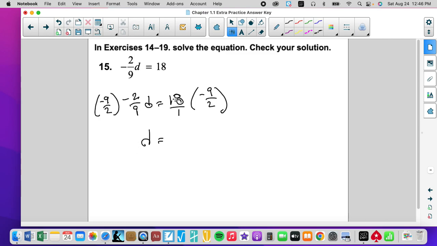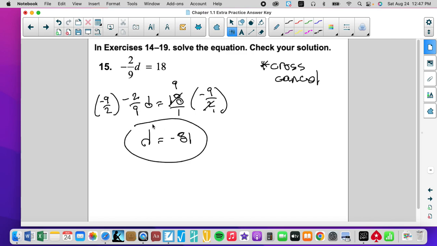Now, 18, I would not multiply 18 times negative 9, get a big number, and 1 times 2. I'm going to cross cancel. You better learn how to cross cancel when multiplying fractions. This 2 in the denominator can cancel with the 18 in the numerator. And that makes 1, that makes 9. 9 times negative 9 is negative 81 over 1, which gives me negative 81. Way easier.